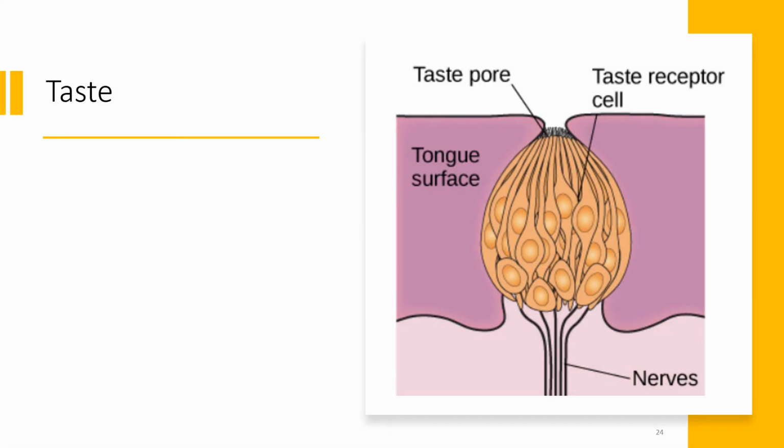So how does taste happen? Well, molecules from the food and the beverages that we consume dissolve in our saliva and then interact with taste receptors on our tongue and in our mouth and our throat. Taste buds are formed by groupings of taste receptor cells, and they have hair-like extensions that protrude into the central pore of the taste bud. You can see that picture here.